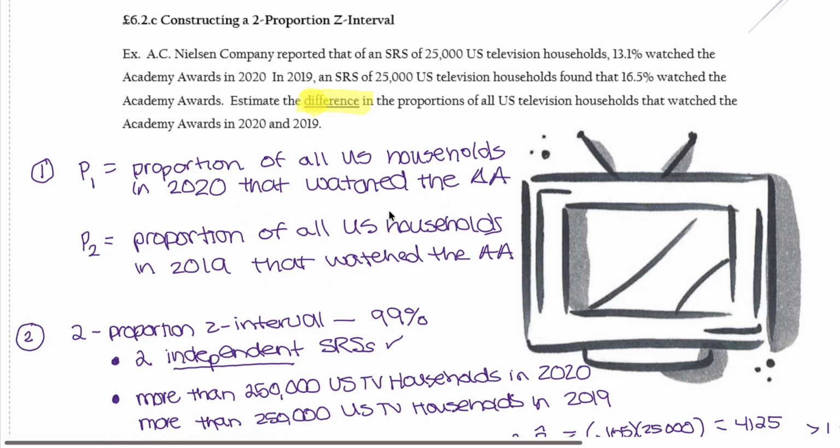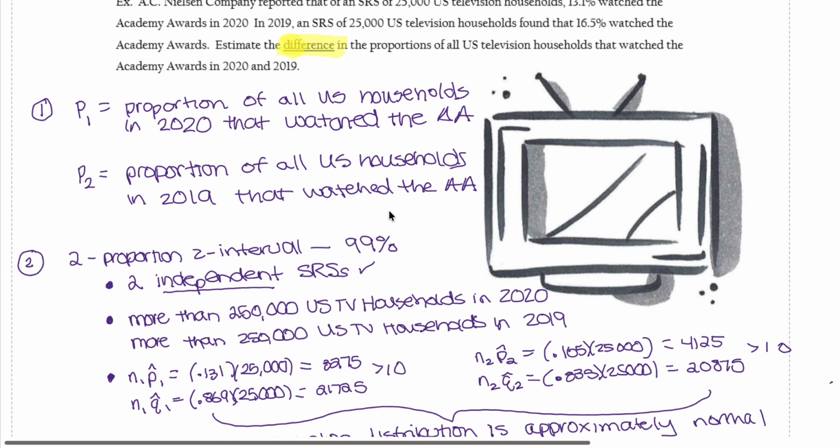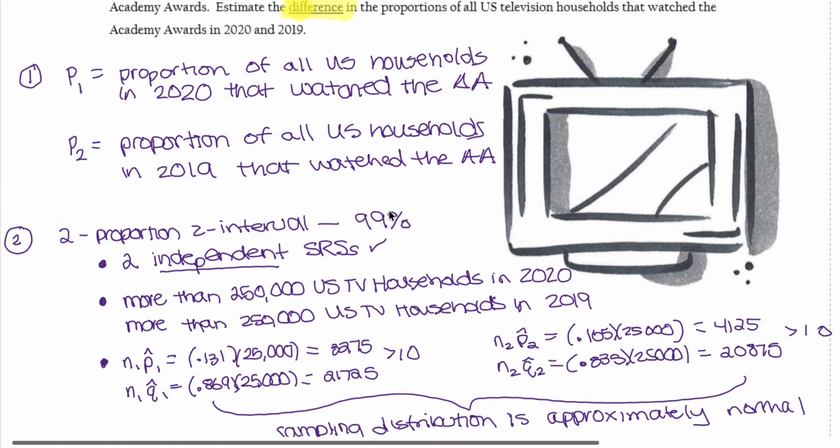After this, we're moving on to the name, the procedure, and checking the conditions part. So first of all, this is called the 2 proportion z interval, the procedure that we're doing. We're also doing a 99% confidence interval. First, these are 2 independent simple random samples, which is true in this case. Second, is the sample size that we're dealing with less than 10% of the whole population? Well, it is true because there are more than 250,000 US television households in 2020 and more than 250,000 US television households in 2019.